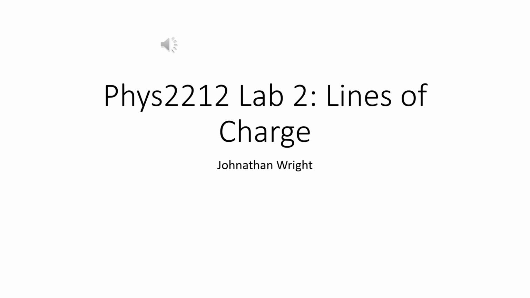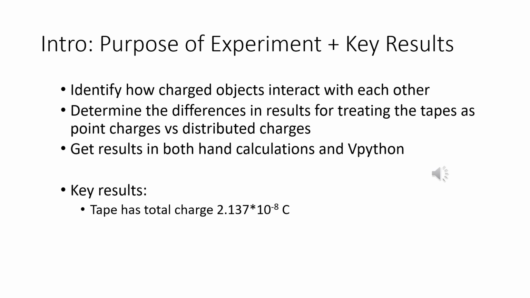This is Lab 2 on lines of charge. The purpose of this experiment is very similar to what was the case in Lab 1, so I'm just going to speak about the main difference. The difference for Lab 2 versus Lab 1 is that in Lab 2 we are treating a piece of tape as a distributed charge as opposed to a point charge, and therefore one of the key purposes is determining the differences in the results for what we got in Lab 1 versus what we get in Lab 2.